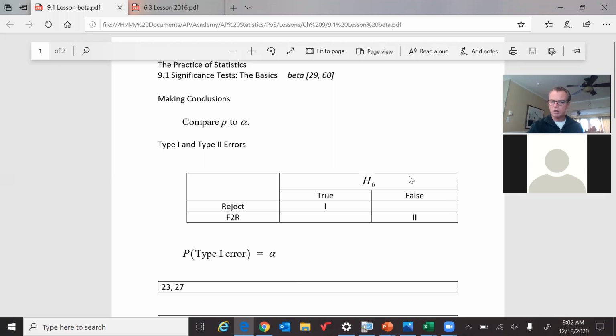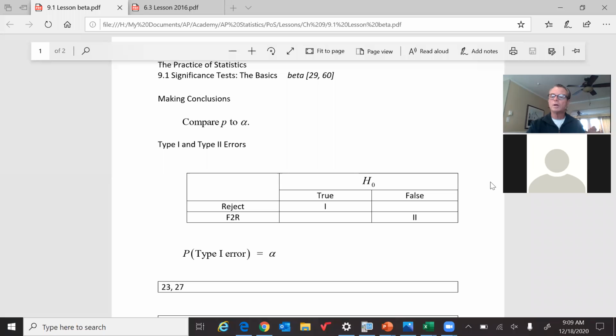Here's the table that was on the PowerPoint. The null could be true or could be false. Your decision: you could reject or you could F2R. If you F2R, the only possible error you can make is a type 2 error. Right? And the probability of making type 1 error is the alpha level. So we're going to pause the video. We're going to ask you to go to two problems, 23 and 27, and we'll come back to those.